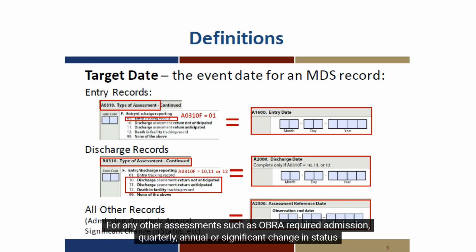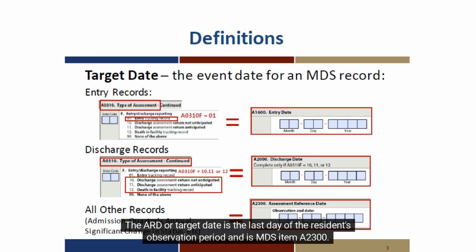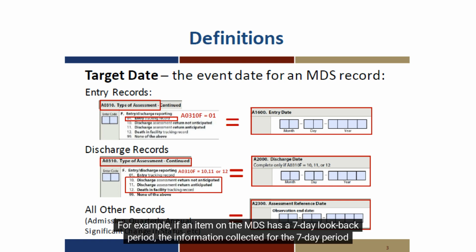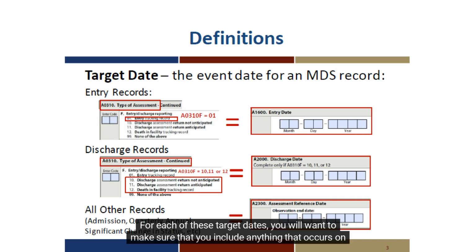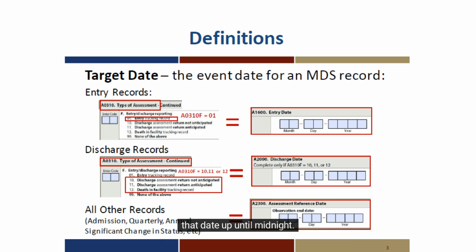For any other assessments, such as OBRA, required admission, quarterly, annual, or significant change in status, or the PPS assessments, the target date is the assessment reference date, or sometimes called the ARD. The ARD, or target date, is the last day of the resident's observation period and is MDS item A2300. For example, if an item on the MDS has a 7-day look-back period, the information collected for the 7-day period will end on the ARD at midnight. For each of these target dates, you will want to make sure that you include anything that occurs on that date up until midnight.